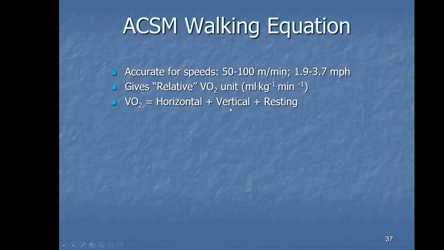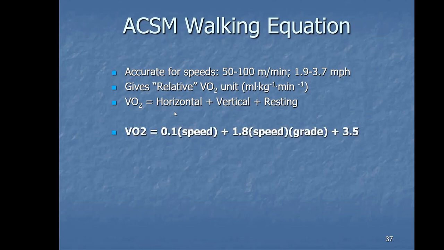As far as the vertical, that's if you're walking up a hill. And horizontal is basically the speed that you're walking. So this is the equation. You don't have to memorize this. It'll be given on any exam. But VO2 equals 0.1 times speed plus 1.8 times speed times grade plus 3.5.